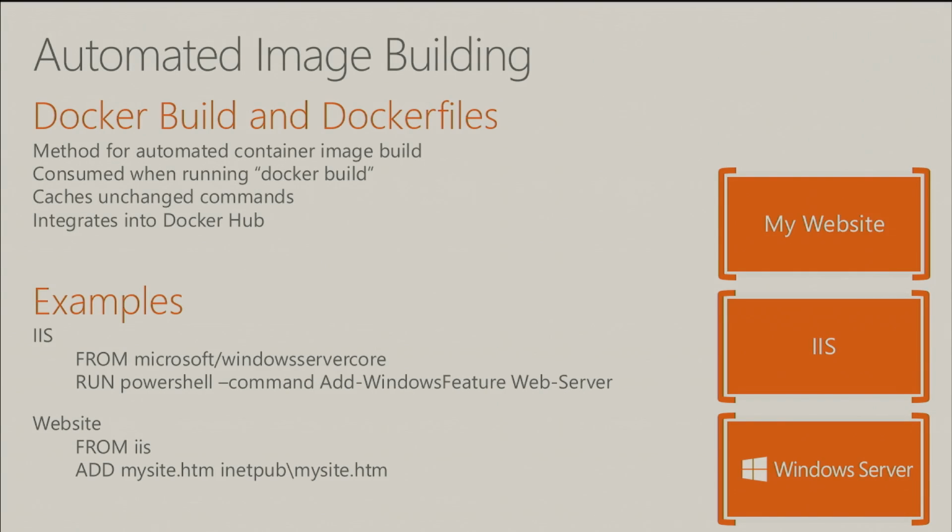Now, if I ran docker build on both of those, I would end up with 3 images. I'd have the base image, I would have the IIS image, and I'd have my website image. If I wanted to change it, I just do docker build again. It would rerun.